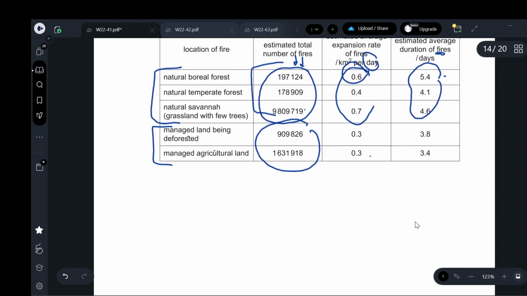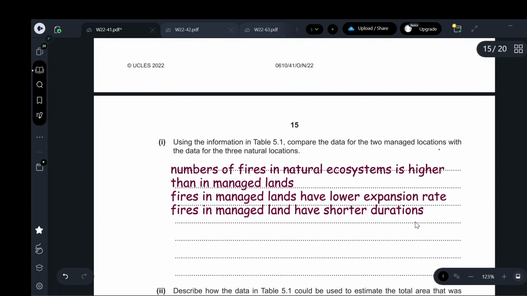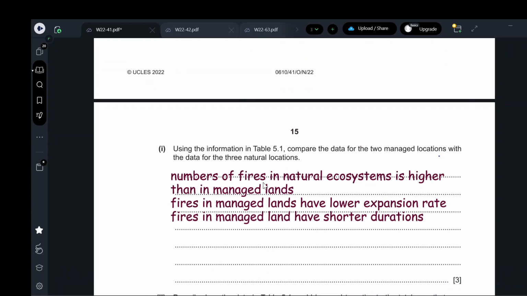This is the comparison. The number of fires in the natural ecosystem is higher. This is one point. The managed lands have a lower expansion rate. The managed lands have a shorter duration, or you can write the opposite.